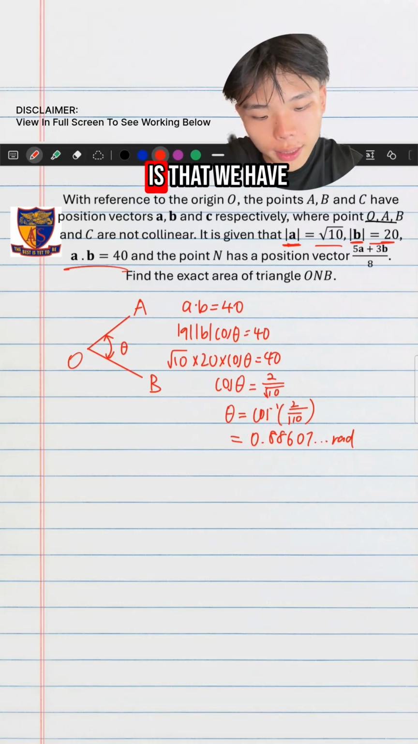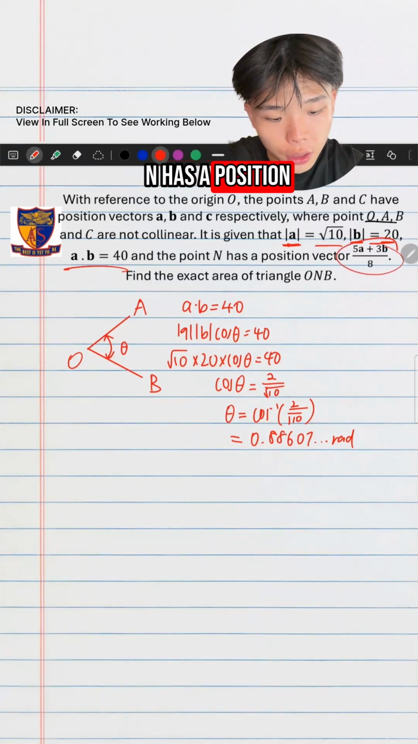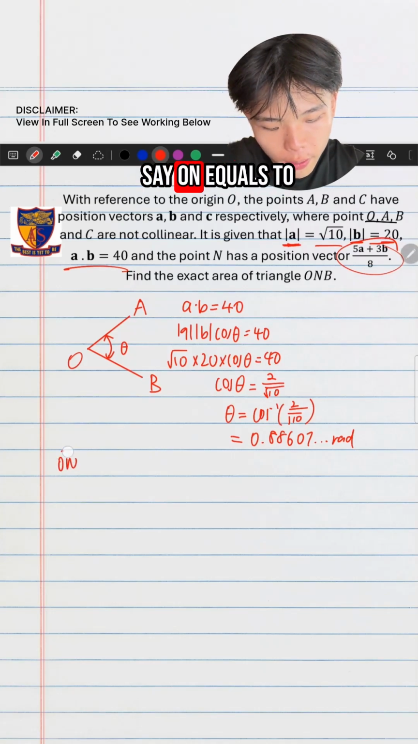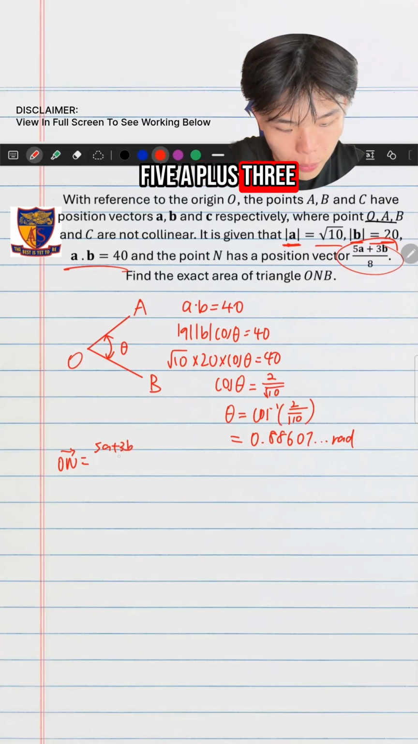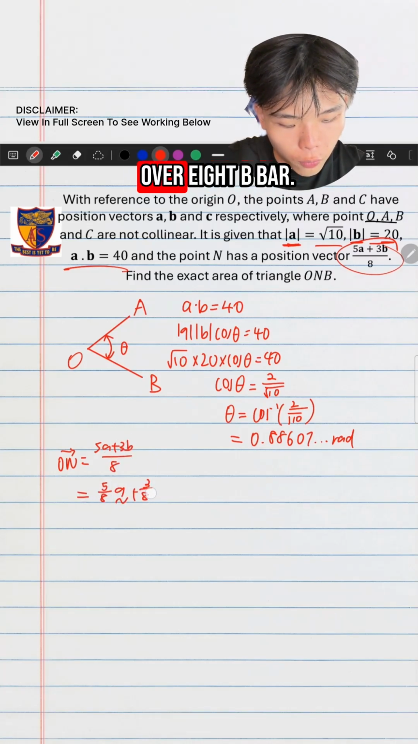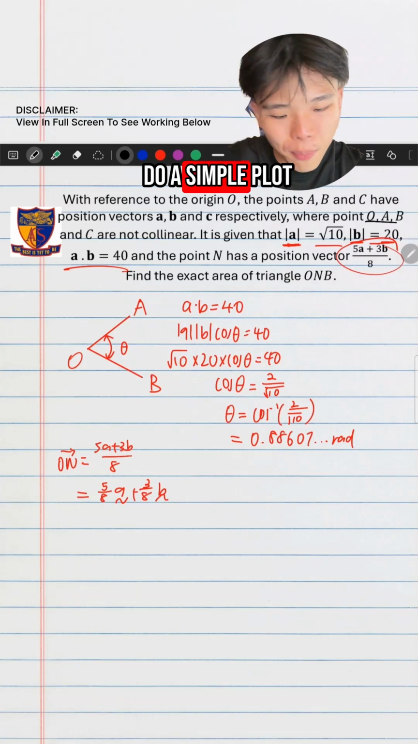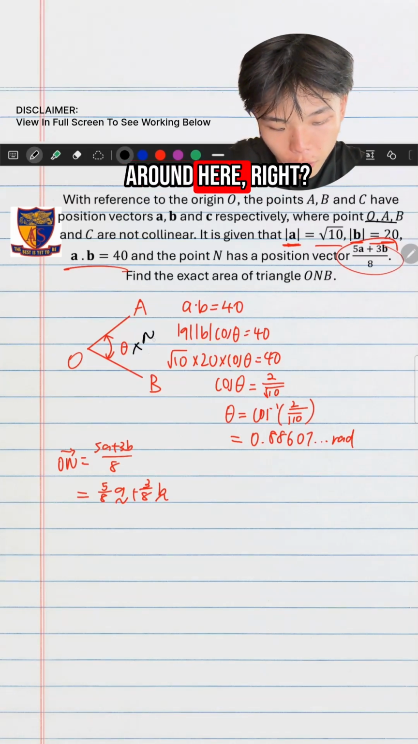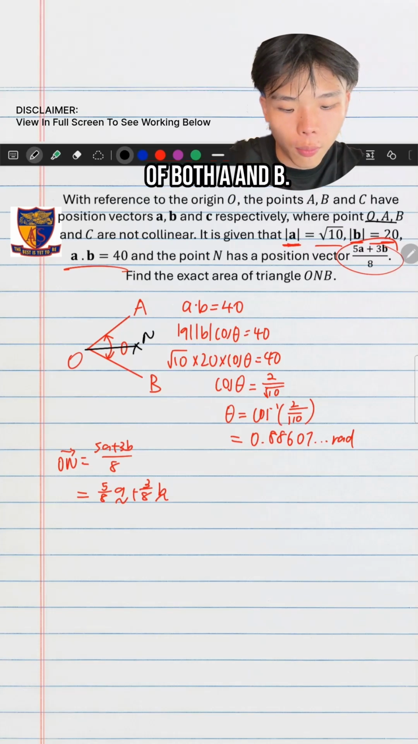Now the next point over here is that we have point N, and point N has a position vector of this. So we can see that point N is a combination of A and B, right? And so if let's say ON equals 5A plus 3B divided by 8, we can say that ON is 5 over 8 A bar plus 3 over 8 B bar. So if I were to just do a simple plot on the diagram over here, point N would probably be somewhere around here, right? Let's say N is here. It has a characteristic of both A and B.